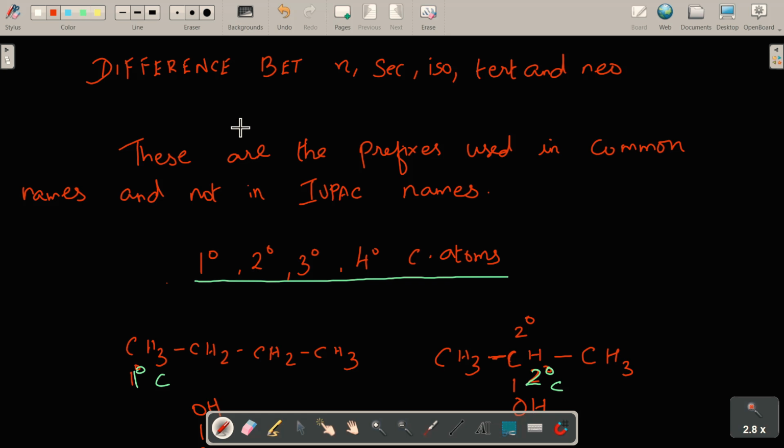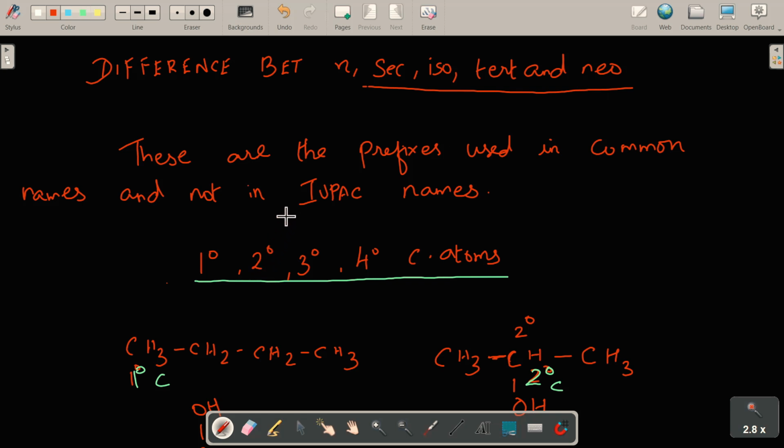In today's video, you're going to learn the difference between N, secondary, iso, tertiary and neo prefixes. These are the prefixes used in common names and they are not used in IUPAC names. So you have to use these prefixes only in common names and you should not use these in IUPAC names.